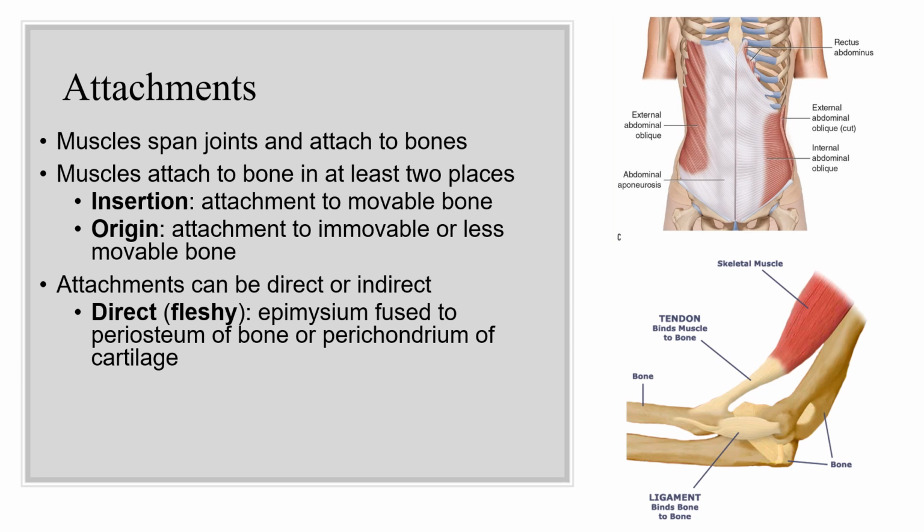And so if you have a direct, we call fleshy, attachment, this is when the epimysium is going to fuse with the actual bone and the periosteum of the bone, or perichondrium if we're talking about a cartilage connection.